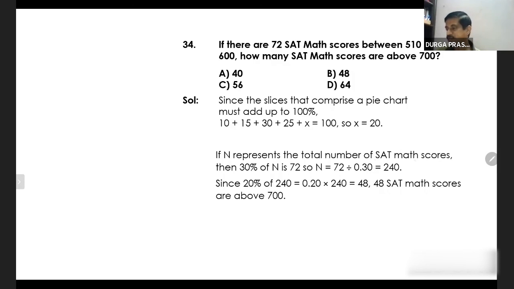Now, if n represents the total number of SAT math scores, then 30% of n is 72, because 30% scored between 510 and 600. So therefore, it is 72 divided by 0.30. So that is 240. Since we need to find 20% of 240, that is 0.20 into 240. That is 48 students scored above 700. So that is option B. Please go fast.